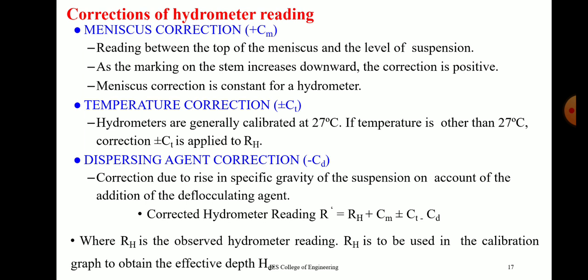Next, temperature correction. It is denoted by Ct. Hydrometers are generally calibrated at 27 degrees Celsius. If temperature is other than 27 degrees Celsius, correction plus or minus Ct is applied to Rh, where Rh is the observed hydrometer reading. Next, dispersing agent correction Cd.